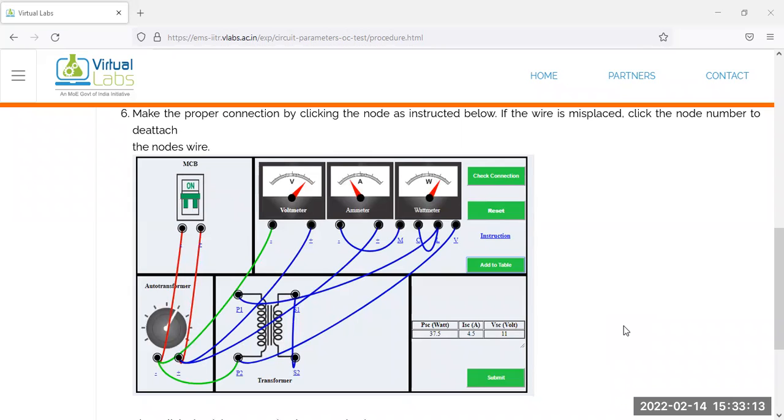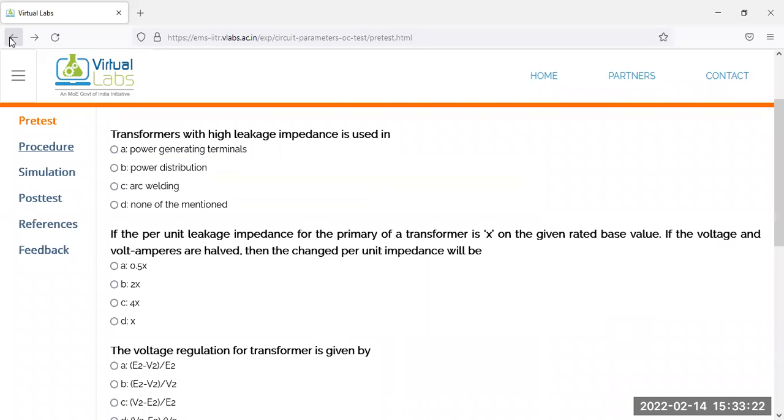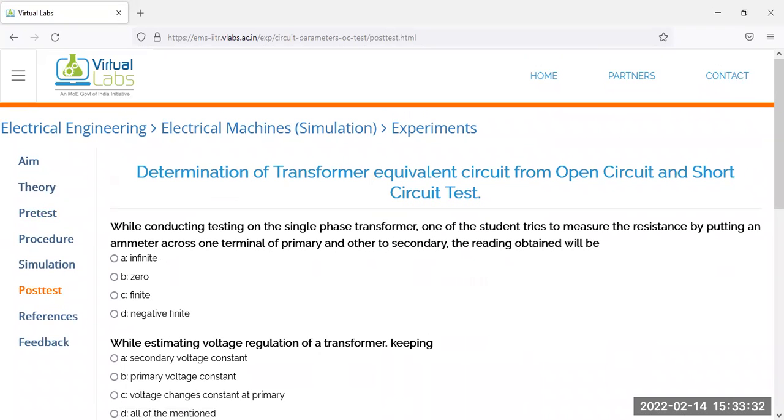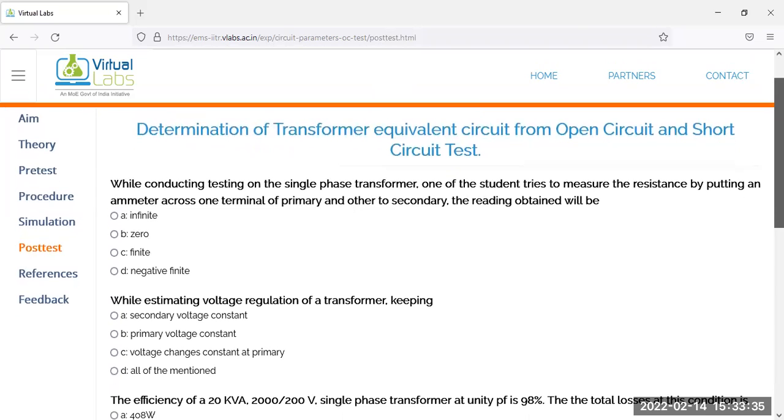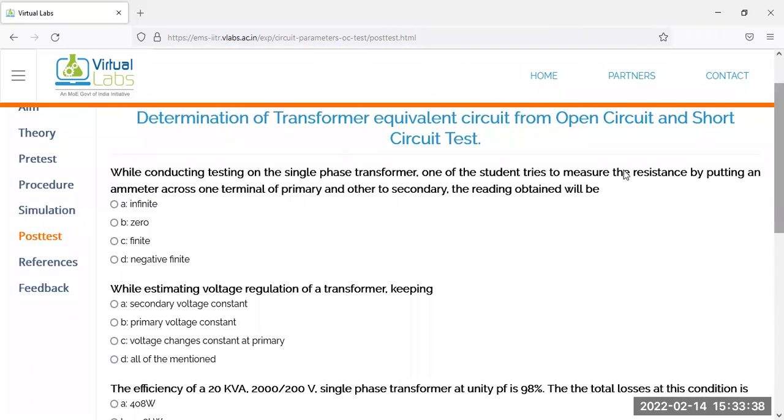So this is the connection for the short circuit test, and we try to perform this test in the simulation. Next we go for the post test. You may find some questions here. That means, how we can perform while conducting a test on the single phase transformer. One of the students tried to measure the resistance by putting an ammeter across one terminal of the primary and the other to the secondary. The reading obtained will be how much?